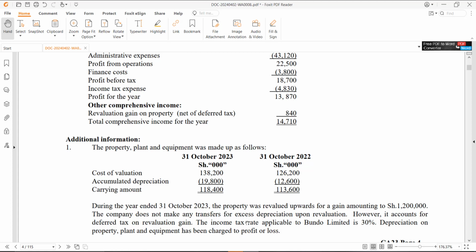Depreciation on PPE is charged to the profit and loss. So we have that revaluation gain. That revaluation gain will be subject to tax at the rate of 30%. So let's go ahead and include that.